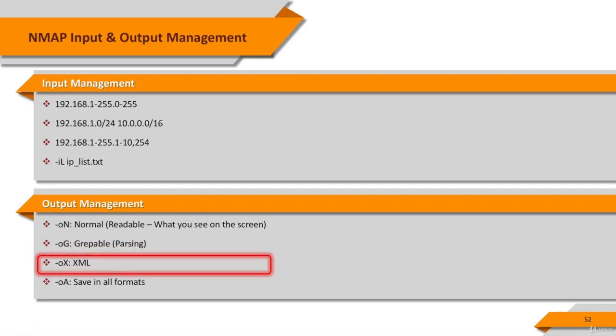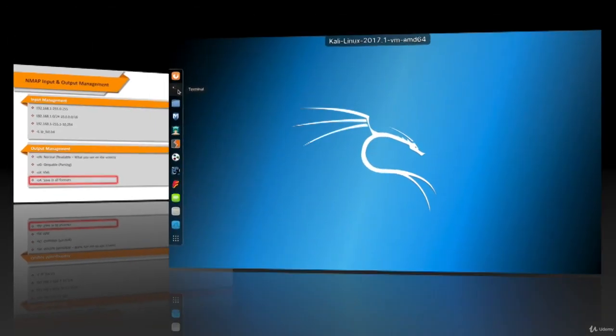XML output is one of the most important output types, as it can be converted to HTML, easily parsed by programs such as Nmap graphical user interfaces, or imported into databases. There is one more magic parameter, which is -oA, to let you generate the outputs in all formats. Now, let's see the Nmap output management in action.